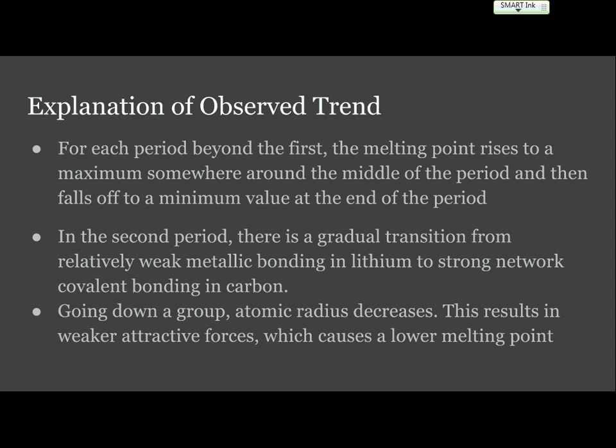For each period, the melting point starts out very low, then increases across the period, and then decreases by the end of the period. This is because the transition metals in the middle have higher melting points for the reason I said before, and the non-metals have the lower melting points. So that's the general trend across the period.